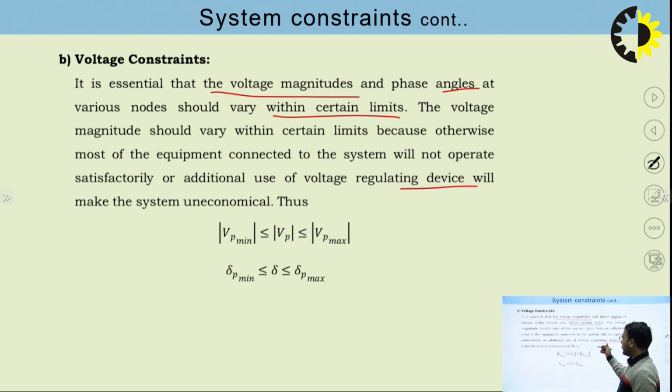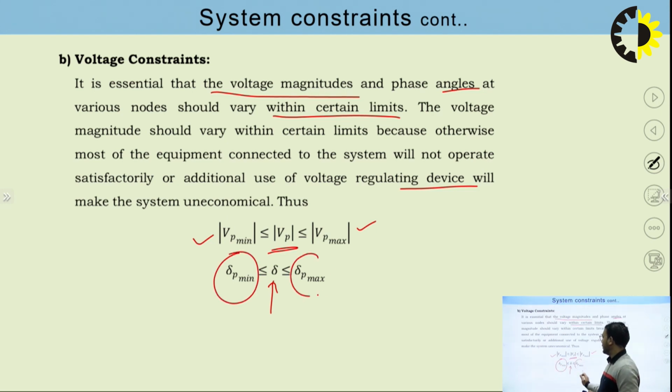For maintaining the power quality, the generated voltage, or the voltage which is available at the load, must lie within the limits Vp minimum and Vp maximum. This is the range in which the voltage must lie, and you will have delta over here. This is the load angle, which must also lie between delta P minimum and delta P maximum.